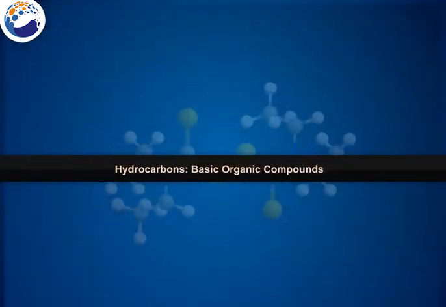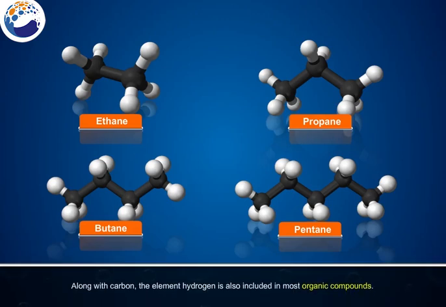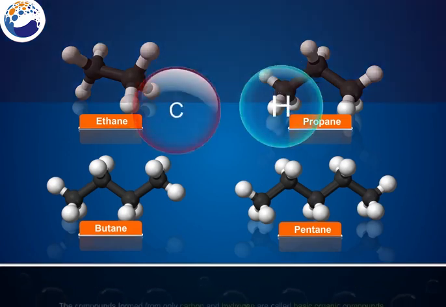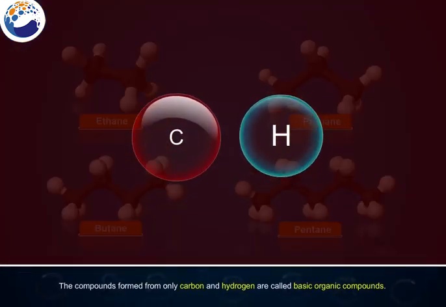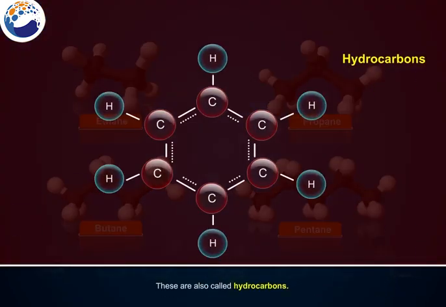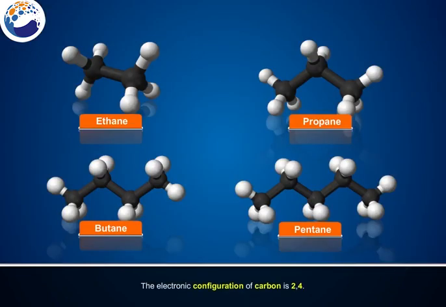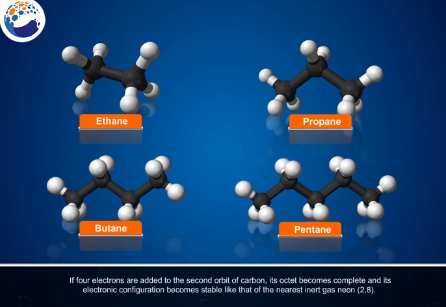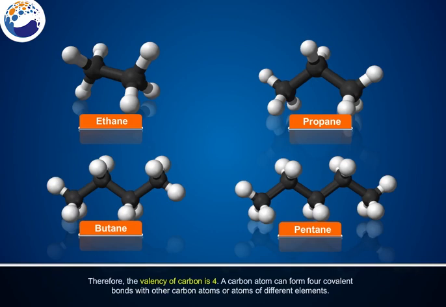Hydrocarbons, basic organic compounds. Along with carbon, the element hydrogen is also included in most organic compounds. The compounds formed from only carbon and hydrogen are called basic organic compounds. These are also called hydrocarbons. The electronic configuration of carbon is 2,4. If 4 electrons are added to the second orbit of carbon, its octet becomes complete and its electronic configuration becomes stable like that of the nearest inert gas neon, 2,8. Therefore, the valency of carbon is 4.